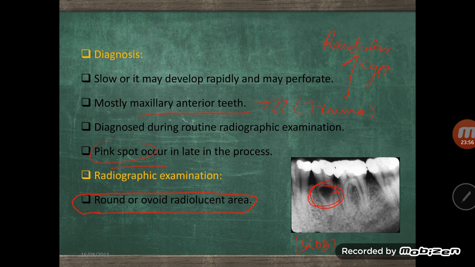If this radiolucency is moving in a different direction or moving away, then you can diagnose it as an external resorption. If it is still in the same place, if it is still in the tooth itself, then you can diagnose it as an internal resorption. So please make a note. You can use the SLOB rule for this.